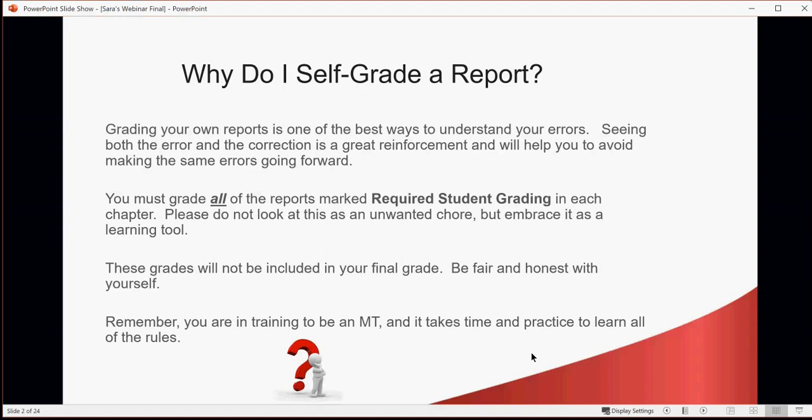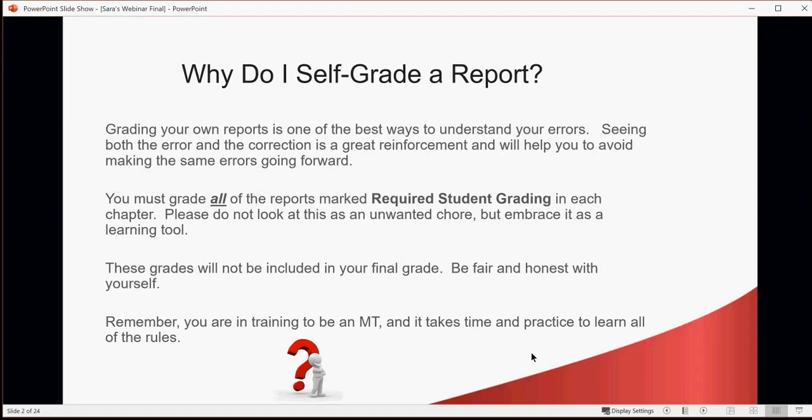Why do I self-grade a report? Grading your own reports is one of the best ways to understand your errors. Seeing both the error and the correction is a great reinforcement and will help you to avoid making the same errors going forward. You must grade all of the reports marked required student grading in each chapter. Please do not look at this as an unwanted chore, but embrace it as a learning tool. These grades will not be included in your final grade.